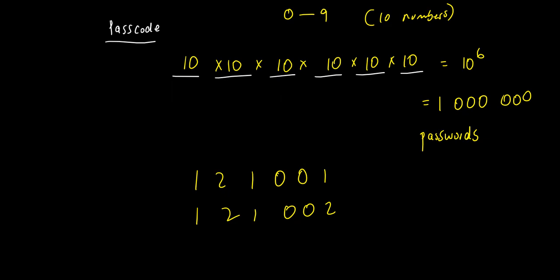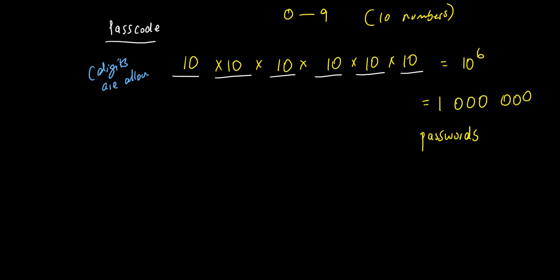Hey, that is what is happening there, guys. The thing is that what we did here, the digits are allowed to repeat. The digits are allowed to repeat. That's why this is quite easy. But what if digits are not allowed to repeat?